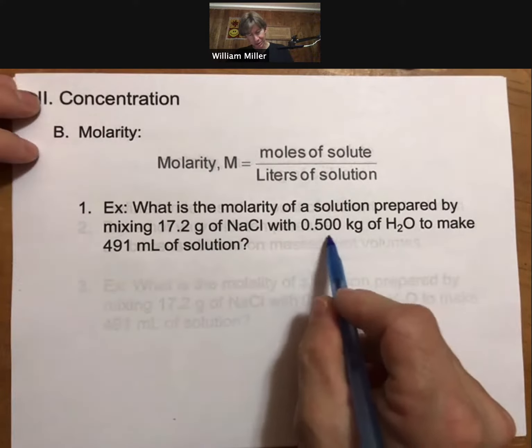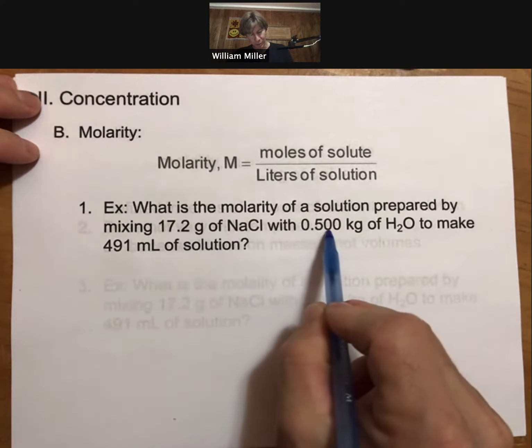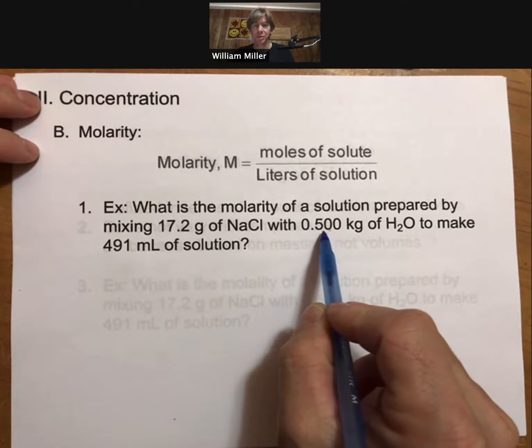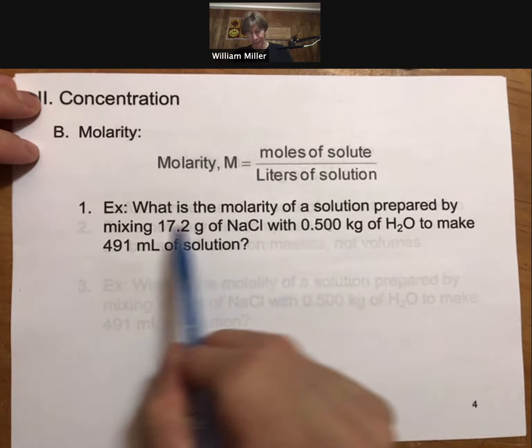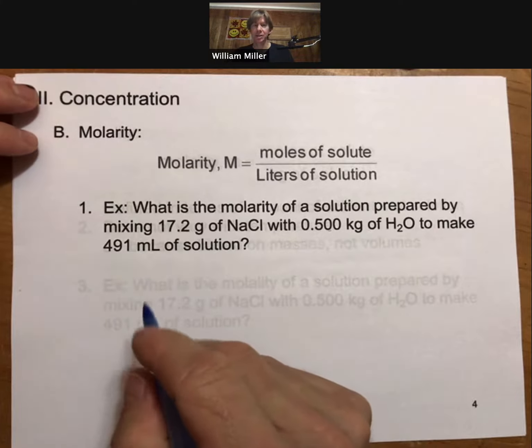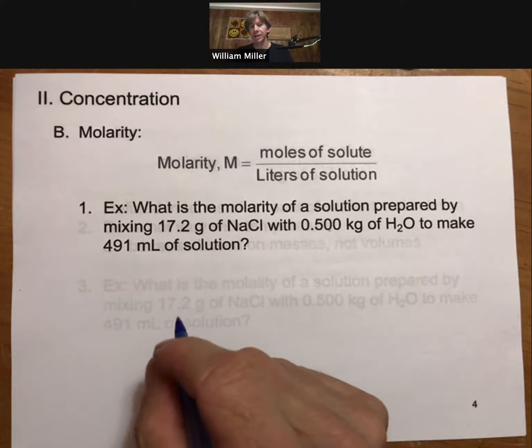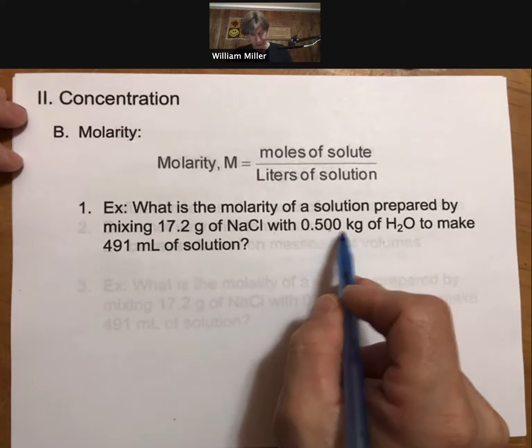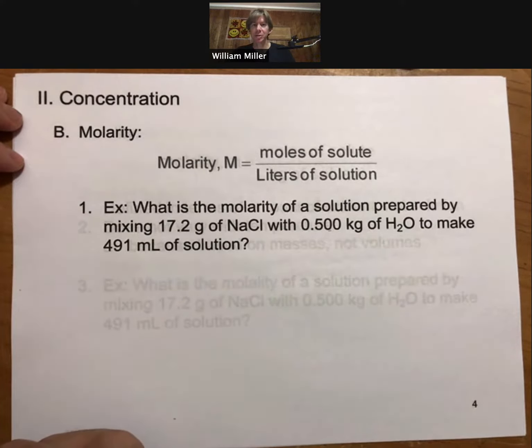Maybe the second thing you notice is that if we were to use grams, this would be 500 grams. Well, the density of a sodium chloride solution is greater than 1, so grams divided by milliliters will be a number slightly larger than 1.